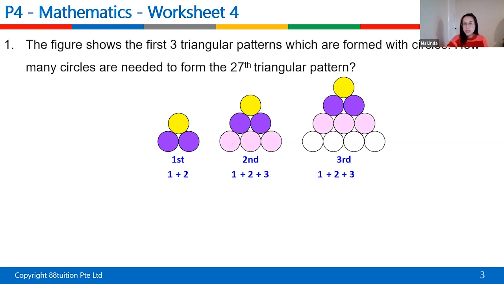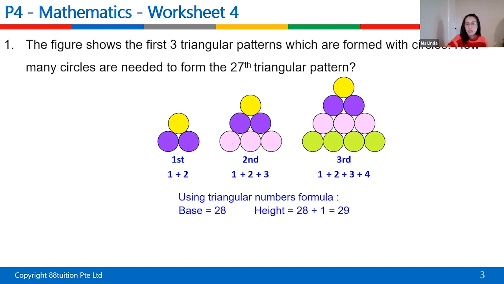Now for your 27th pattern, you don't have that much space and you can't take forever to draw all the way to 27 as it gets bigger and bigger. What you're going to do is use the triangular formula, so your base is 28 at the last part, because 27 is nearest to 28. So your base ultimately will be the last one, 28.